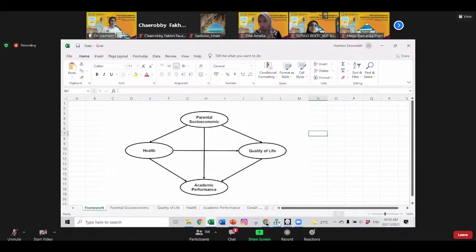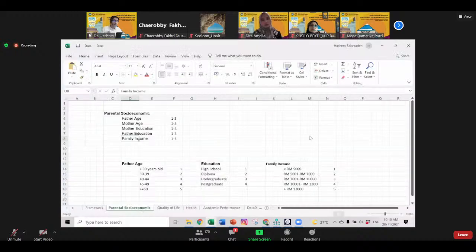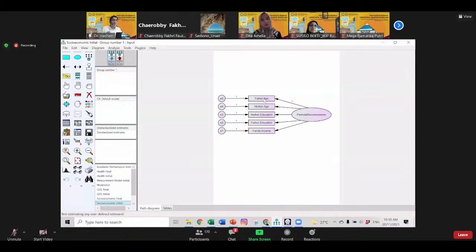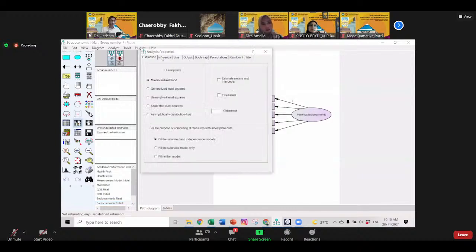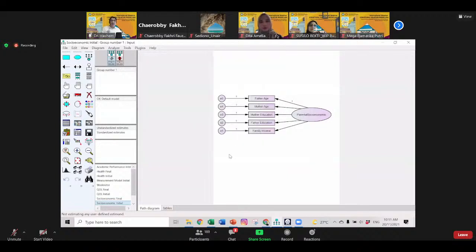So you come up with this one, for example, as I said, for the parental socioeconomic, we have 1, 2, 3, 4, 5 measurements. So I designed parental socioeconomic like this, based on the father age, mother age, until the end, like this one for the selecting data. And then, as I said, for analysis properties, which is very important, especially this part, the output, to come up with some information about the analysis of structural equation modeling.